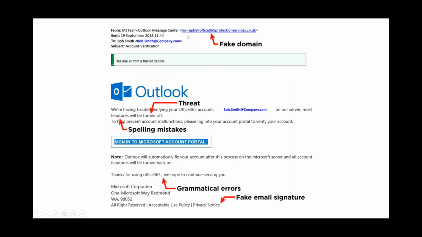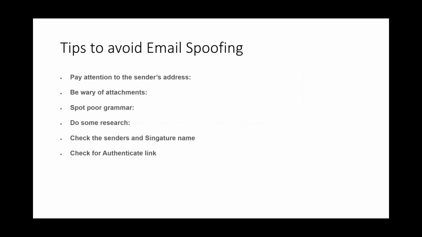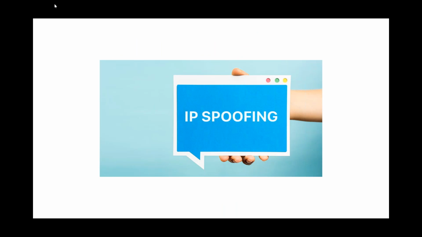One more example. See, Office 365 Protection Services.co.uk, some fake domain. And they also have a threat in the email: to help prevent account malfunction, please log into your account portal to verify your account, meaning somebody is threatening. And features: spelling mistakes, grammatical errors, a fake email signature. All these things you should observe and be careful about when you receive an email from anybody. Okay. The final one is IP spoofing.